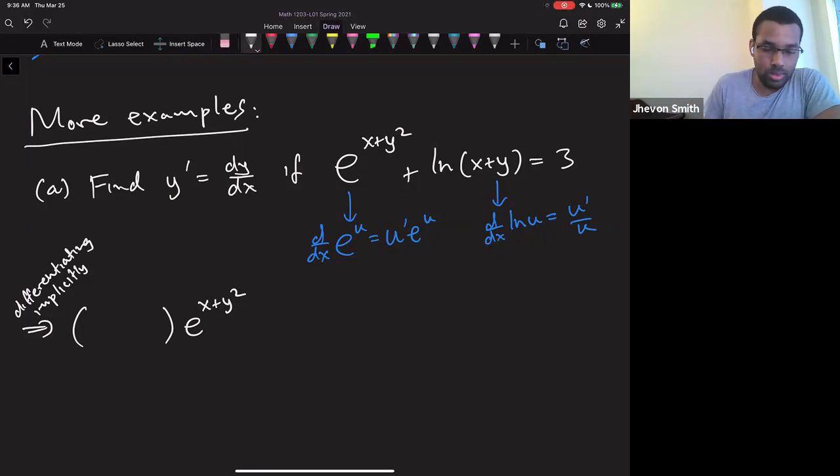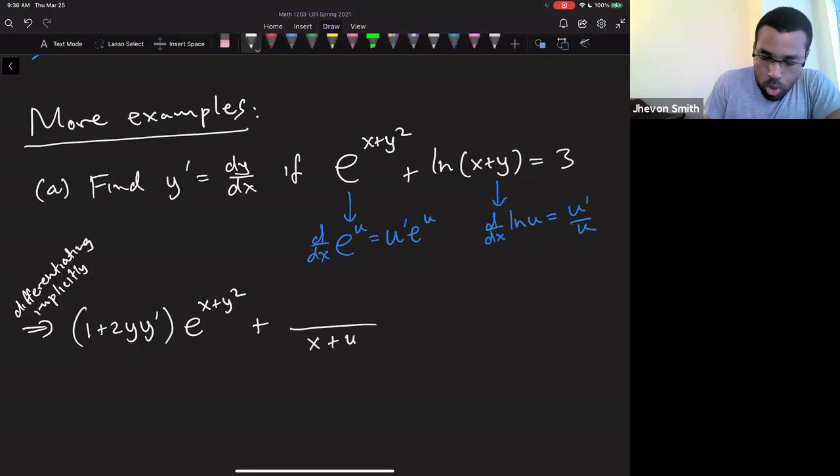Wouldn't it be 1 plus 2y to the y prime? Not to the y prime, times y prime. Times y prime, right. That's implicit differentiation. Whenever I differentiate a y term, multiply by y prime. You cannot forget that because you'd have the wrong answer. Okay, so moving on. Derivative of ln of x plus y. I know I want u prime over u. So the thing inside the ln goes on the bottom. What is the derivative of that thing?